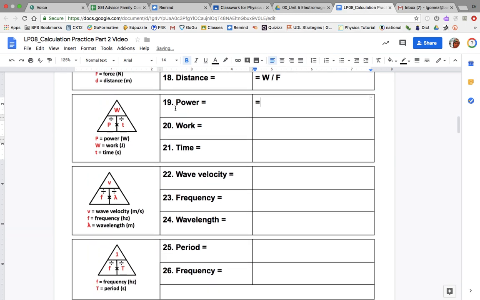Now power. If I want power, I need to do work divided by time. If I want work, I'm going to do power multiplied by time. And if I want time, I need to do work divided by power.